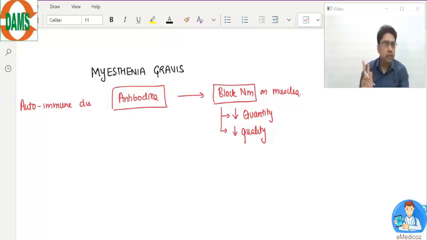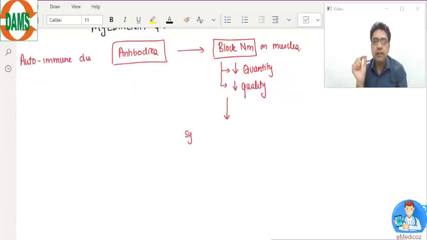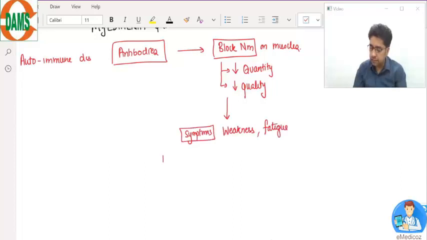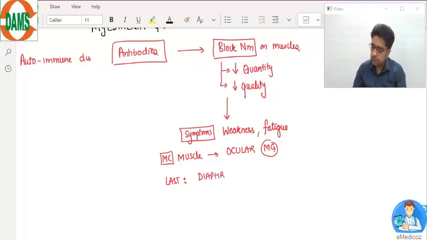Now, what are the clinical features? Because of this, the person has symptoms of weakness and fatigue because of muscle paralysis. Can you tell me the most common muscle which is involved? The most commonly used muscle, that is ocular. Ocular myasthenia gravis. And the last muscle, the most resistant muscle, is the diaphragm. Now can you tell me the cause of death in the patient? The cause of death is respiratory paralysis.